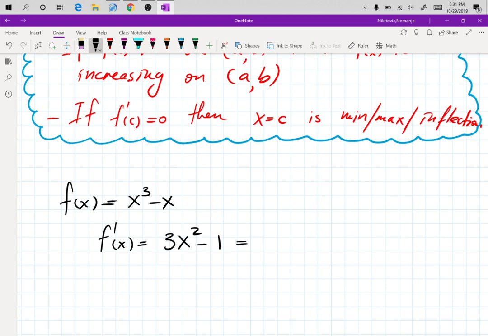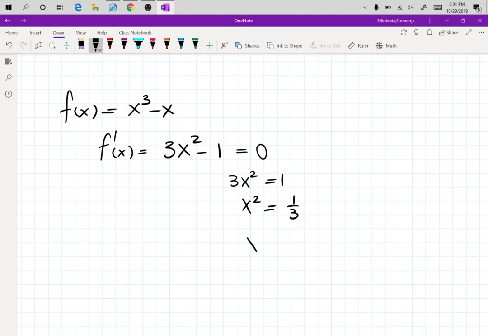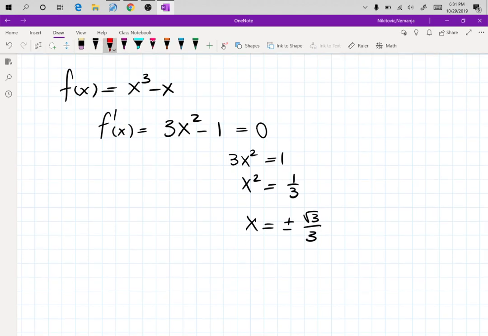And we are going to set that equal to 0. We are going to get 3x squared equals 1. x squared equals 1/3. And finally we get x equals plus or minus the square root of, well, let's just say square root of 3 over 3. When you rationalize, that's what you get. This means I have two critical points.